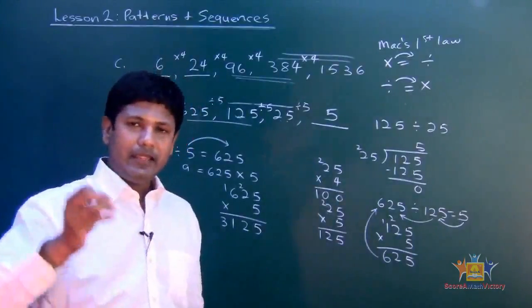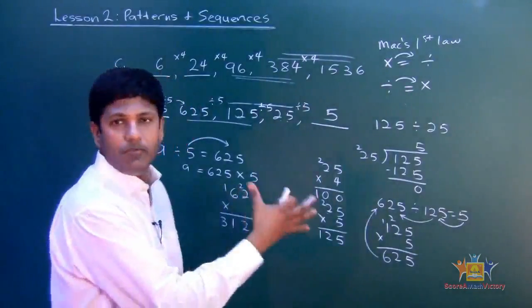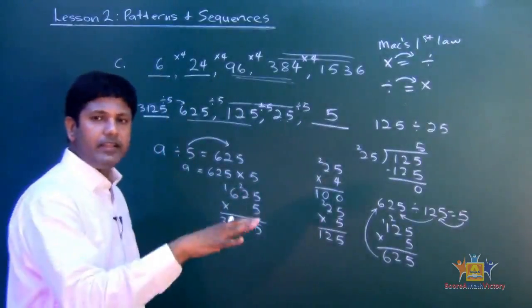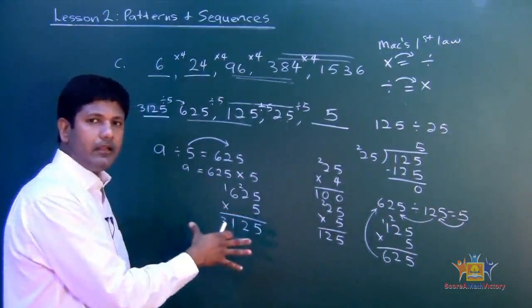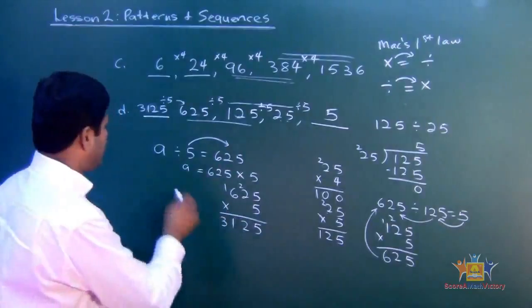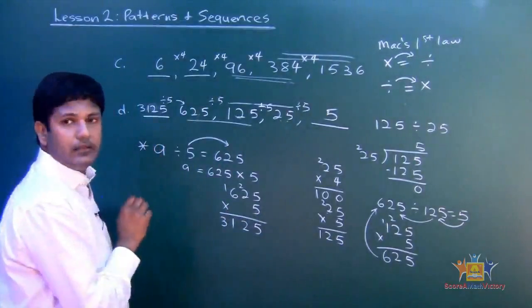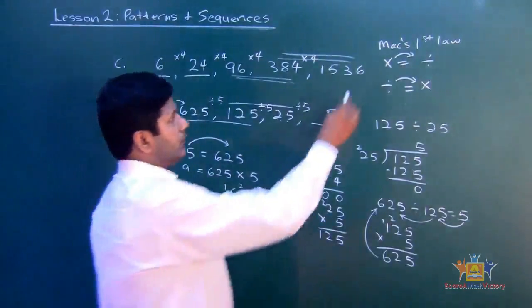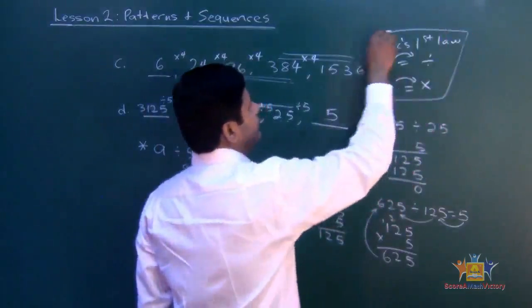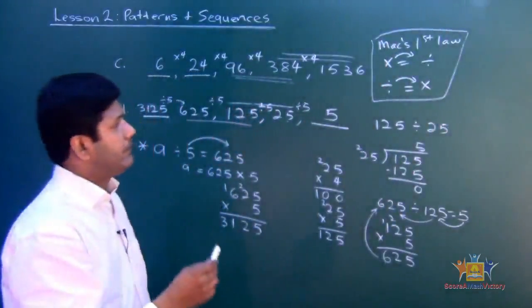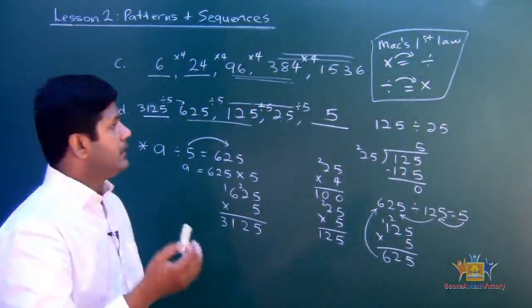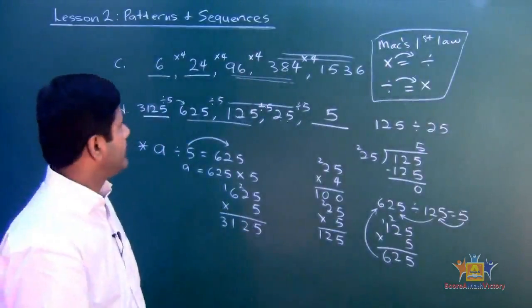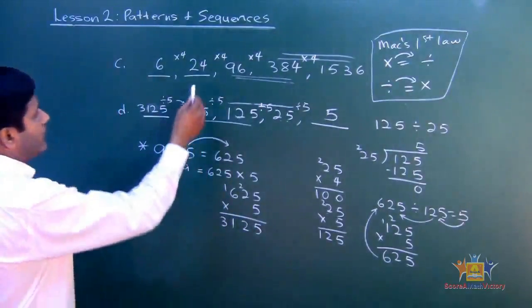Now again, if you think you're struggling somewhere, just go back. Rewind the video and watch it again, alright? Go through what Mr. Mac said, especially if you're not sure about this part right here, Mac's first law. Multiplication cross the bridge becomes division, division cross the bridge becomes multiplication, alright? Kind of like we did over here.